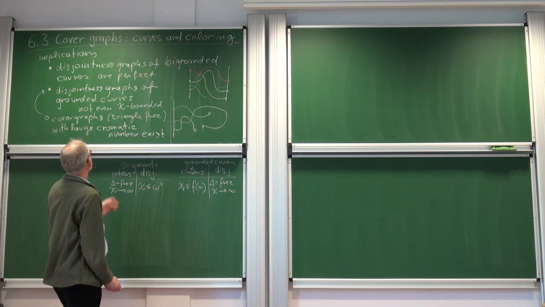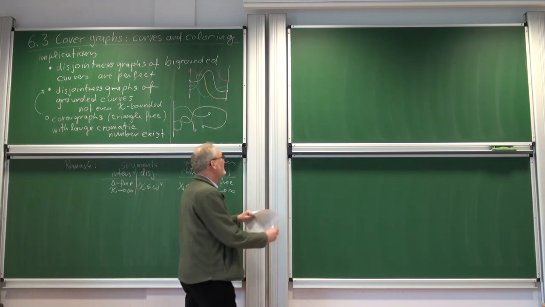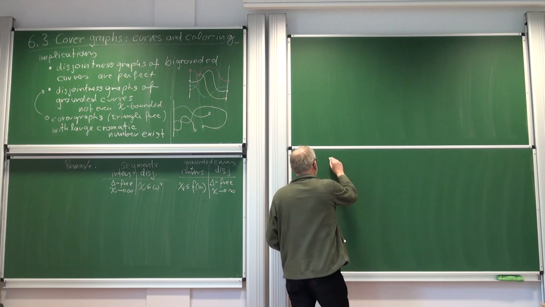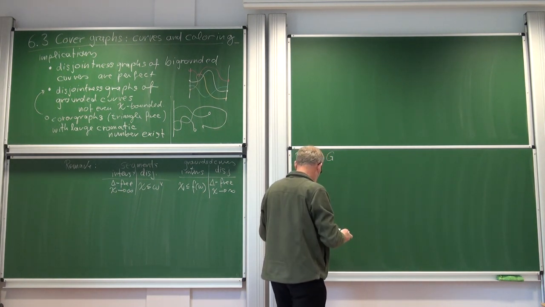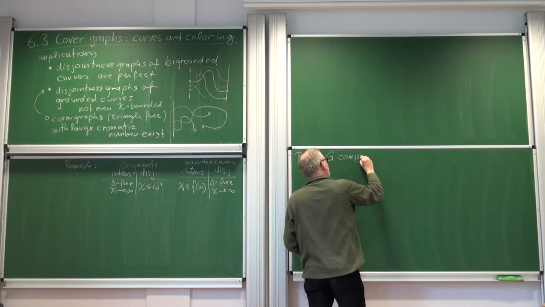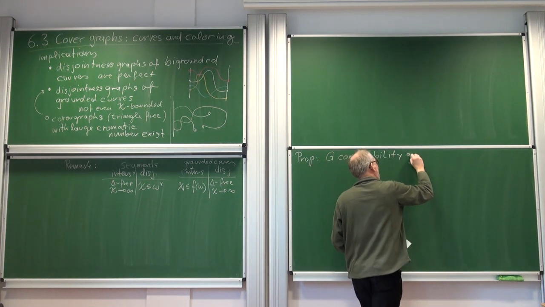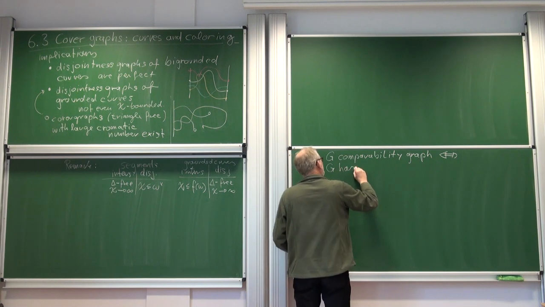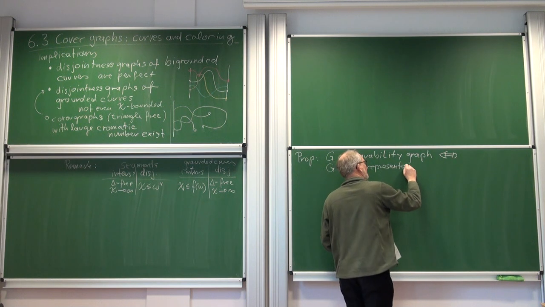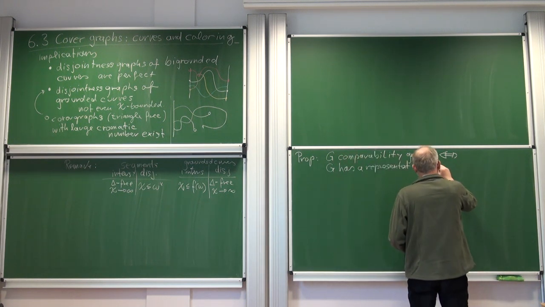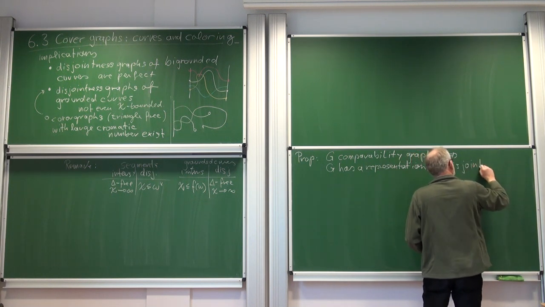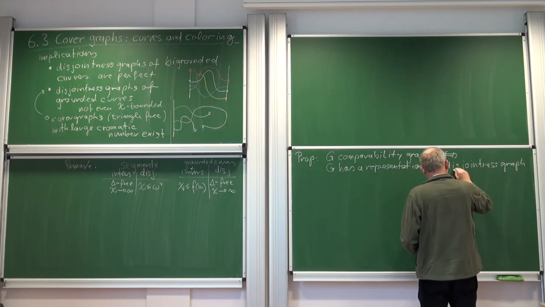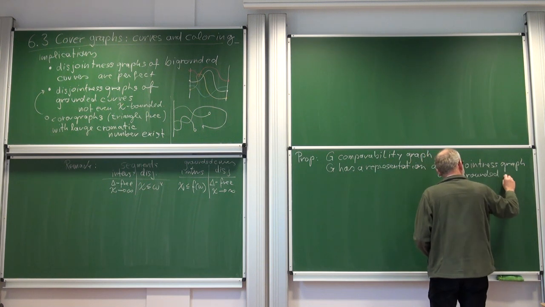Okay, so let's start with the first thing that we have there. This is a proposition which is a nice observation. G, a comparability graph, this is equivalent to G has a representation as its disjointness graph of bigrounded curves.